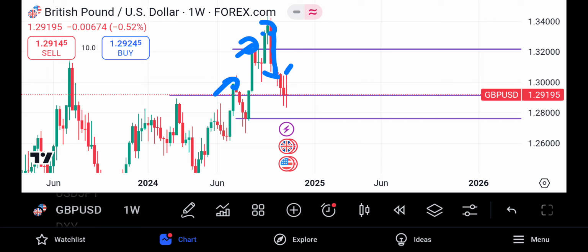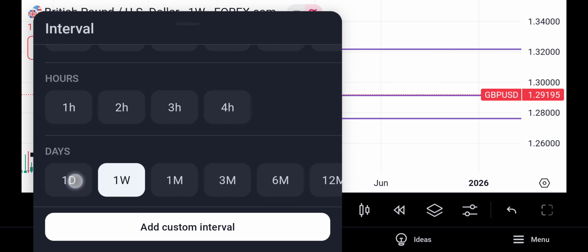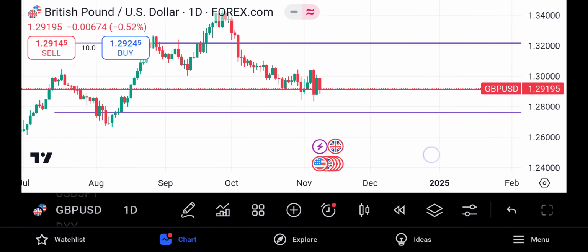So it's a change in structure, and not just a change in structure. If you can spot it well, this is an M pattern. This should be the neckline of this M pattern on the weekly time frame. That is the storyline on the weekly. So we go to the lower time frame to get more detail.